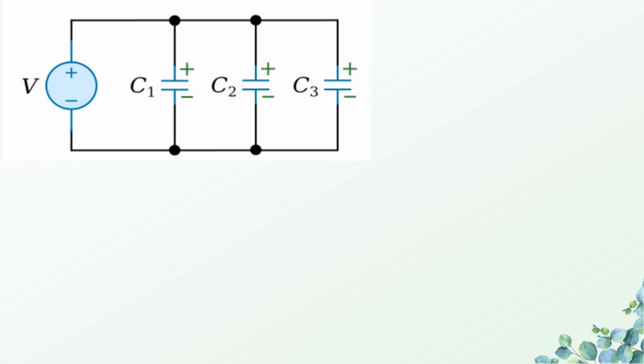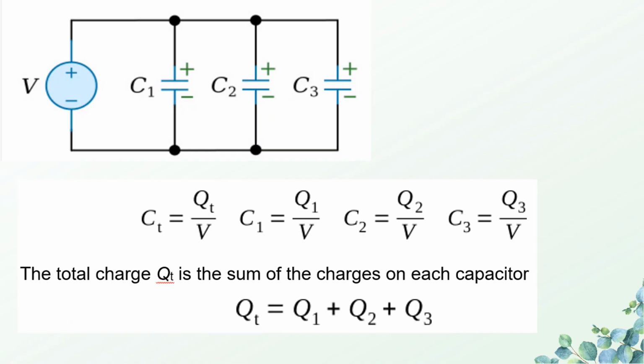So now let us consider what will happen when the capacitors are connected in parallel. We know that capacitance is equal to Q by V. So C1 is equal to Q1 by V, C2 is equal to Q2 by V and C3 is equal to Q3 by V. Now the total charge Qt is the sum of all the individual charges. So Qt is equal to Q1 plus Q2 plus Q3.